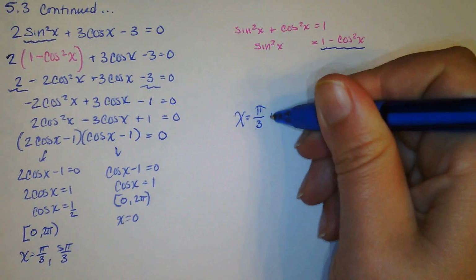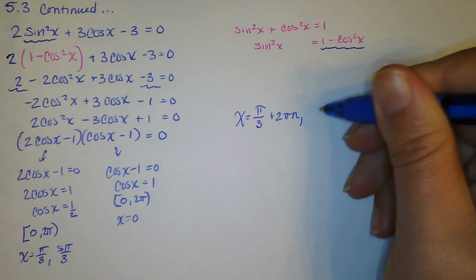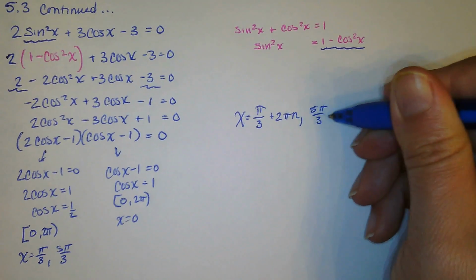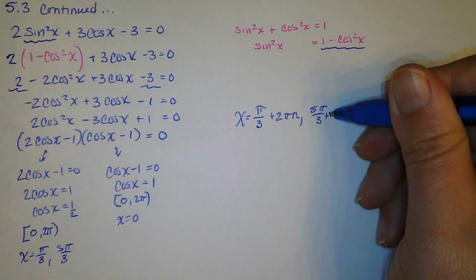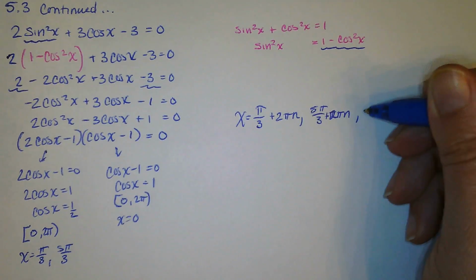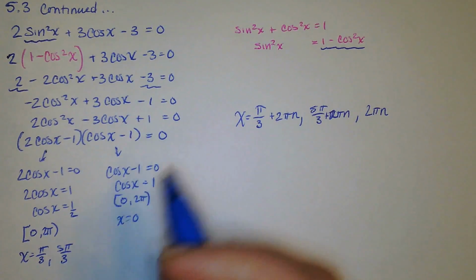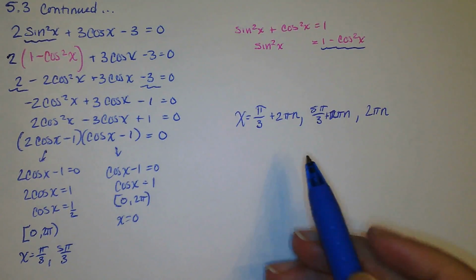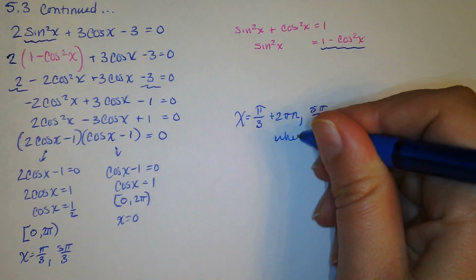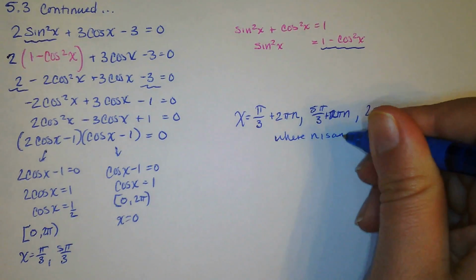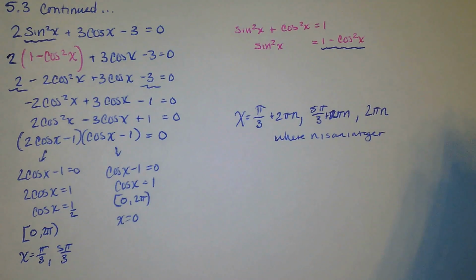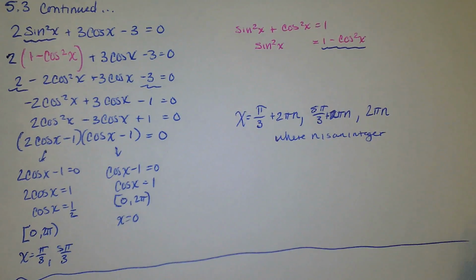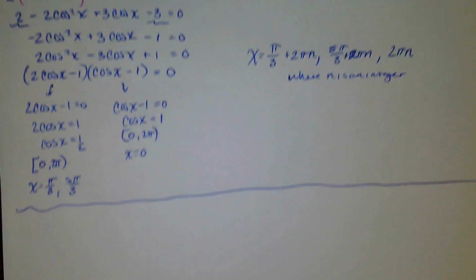So our solutions for the entire thing, the infinite solutions, would be pi over 3 plus 2 pi n, 5 pi over 3 plus 2 pi n, and just 2 pi n. That goes with the 0. And remember, that's where n is an integer. All right, so there's our solutions for that one. So we will find some way to rewrite these so that they are all in the same form. All right, next one up.